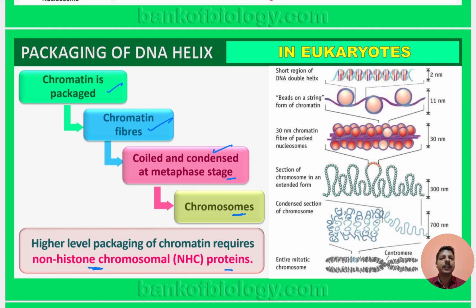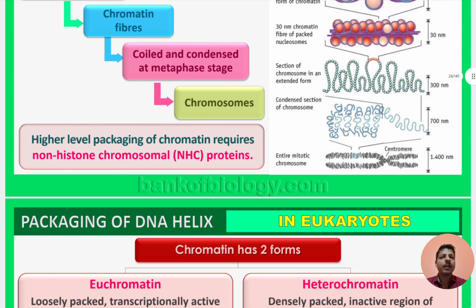Here are the diagrams, you can see. Short region of DNA, double helix structure, 2 nanometer. Beads on string form the chromatin, 11 nanometer. 30 nanometer chromatin fiber, packaged nucleosomes, 30 nanometer. Section of a chromosome in an extended form, 300 nanometer. Condensed section of chromosome, 700 nanometer. And finally, the entire mitotic chromosome, where the centromere is present, as you can see, 1400 nanometer.